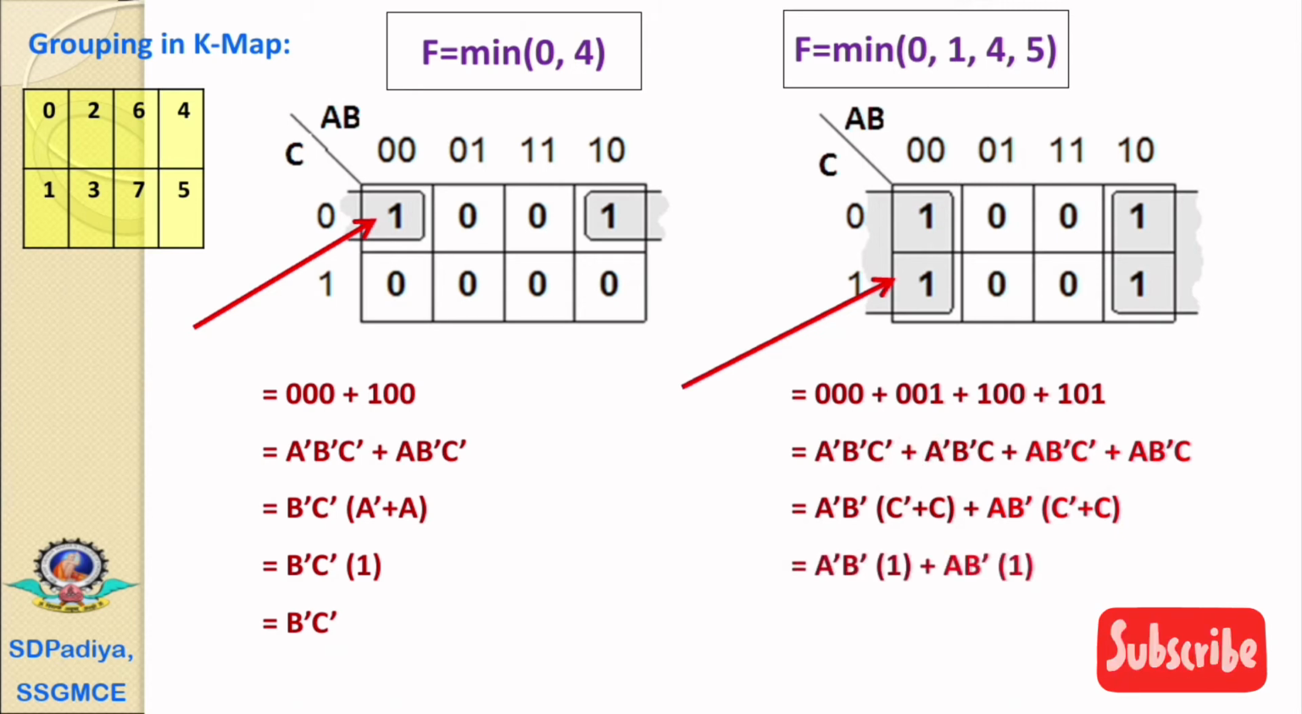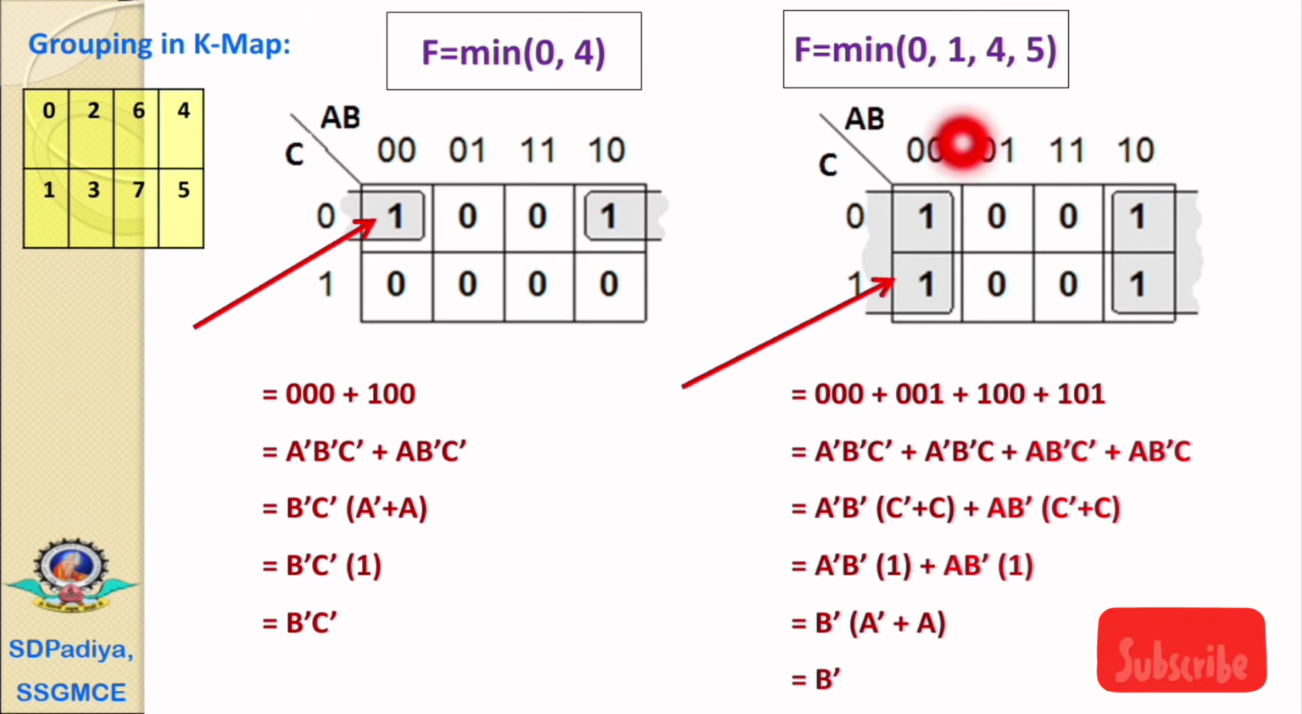Finally, we have the expression a dash b dash plus a b dash. Again, if we consider these two expressions, the b dash is the same. Therefore, we can take this b dash outside the bracket. In the bracket, there will be a dash plus a. The a dash plus a is 1. Therefore, finally, we have a simplified expression that is only b dash.